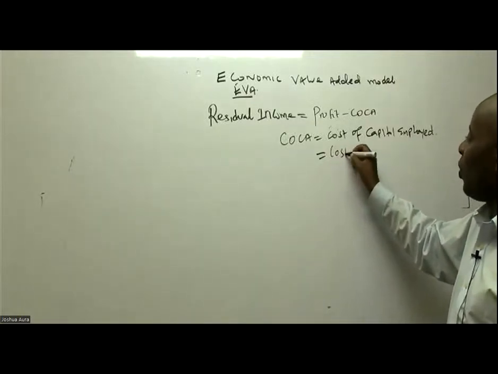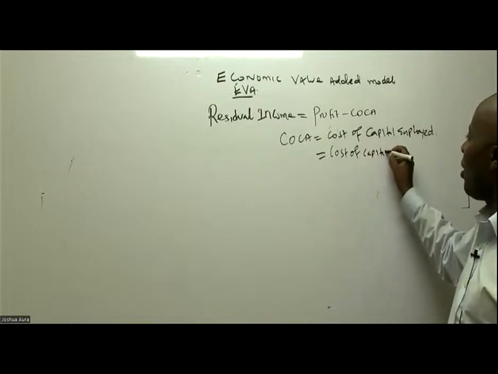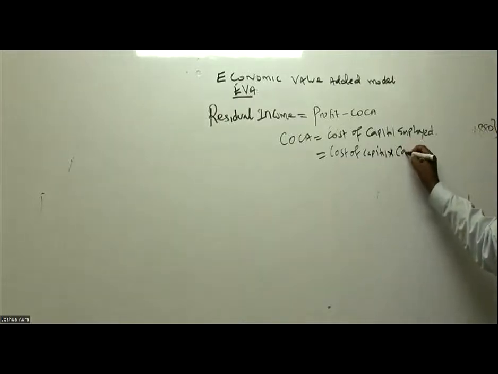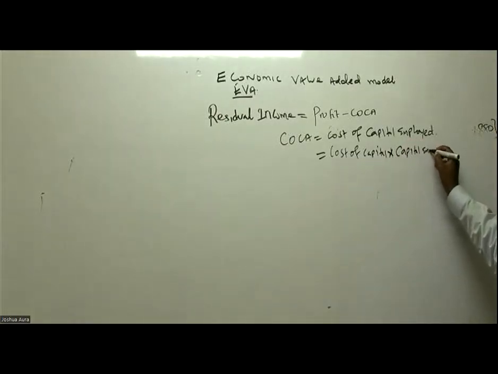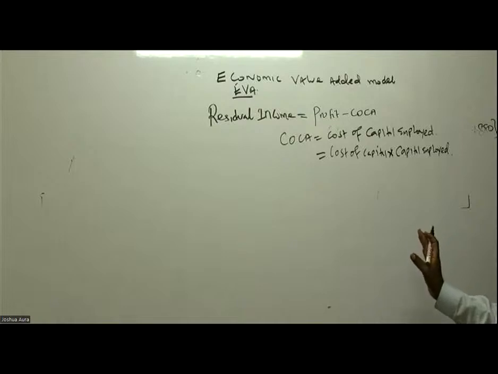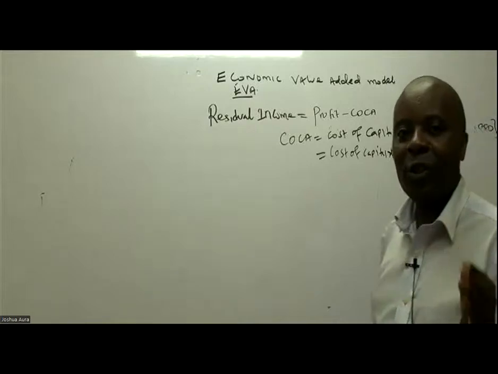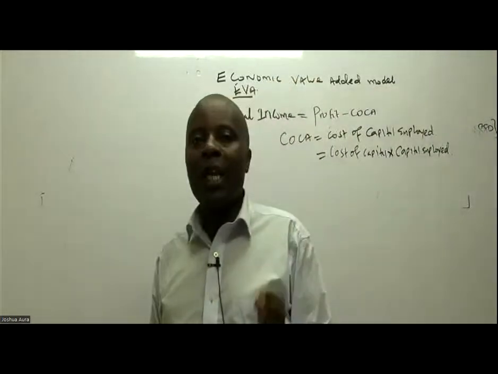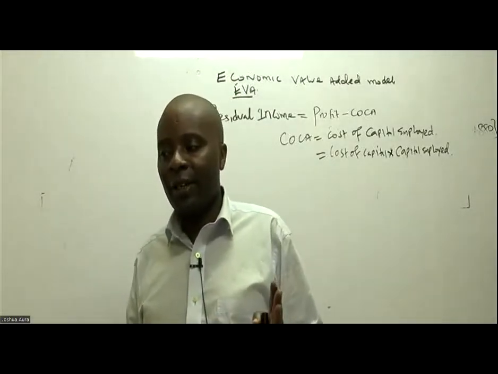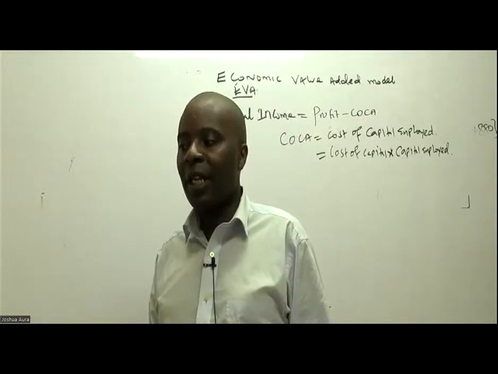At times, the examiner will give you the cost of capital times the capital that was employed. Capital employed at the beginning of the year, if possible. Because we look at how much capital was employed at the beginning of the year, and this capital was able to deliver what result in form of what? Profit, right? So it is cost of capital times capital employed.